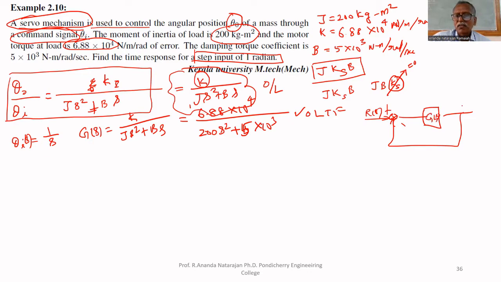G of S is given. Now we have to find the C of S. Therefore, we have to find the closed loop transfer function. Open loop transfer function is given. It is a unity feedback system. We have to find the closed loop transfer function.